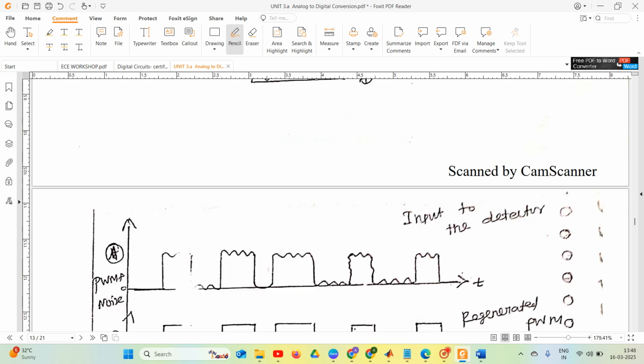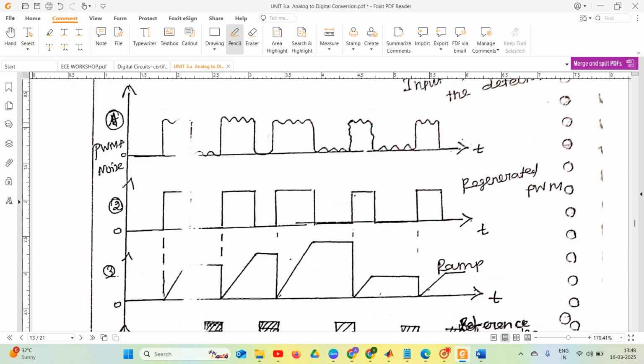We will see the waveform. Okay, this is my PWM signal. These are the noises. These are my pulses, the PWM signal plus noise, represented like this. So after sending this PWM plus noise through the pulse generator, I will get the regenerated rectangular pulse, which means we are removing the noisy signal. We are just retaining the regenerated PWM wave signal, right?